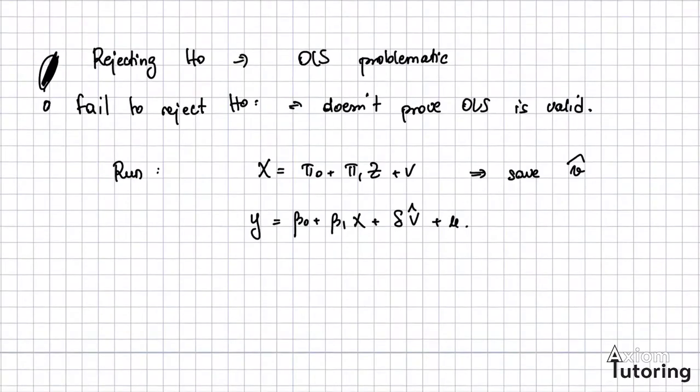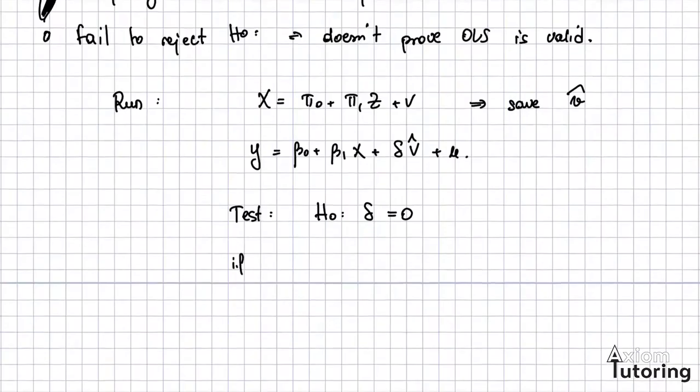error term. And what your test is going to do here is literally test whether this delta is equal to 0 or not. So if delta is significantly different from 0, then it means the residuals from the first stage are correlated with the Y. And that's basically your evidence of endogeneity. So if delta is statistically significant, that means residuals are correlated with Y, which means endogeneity.